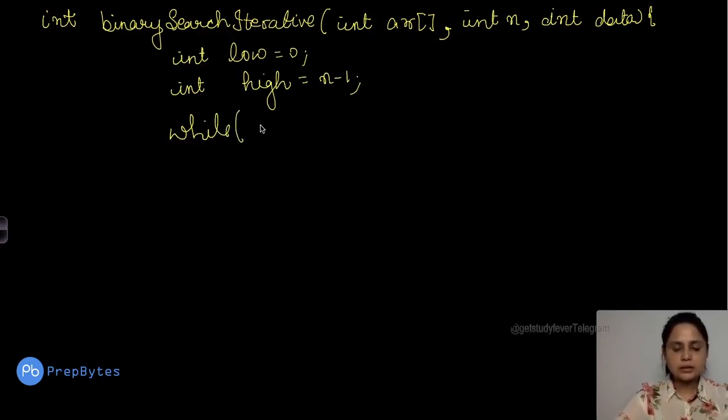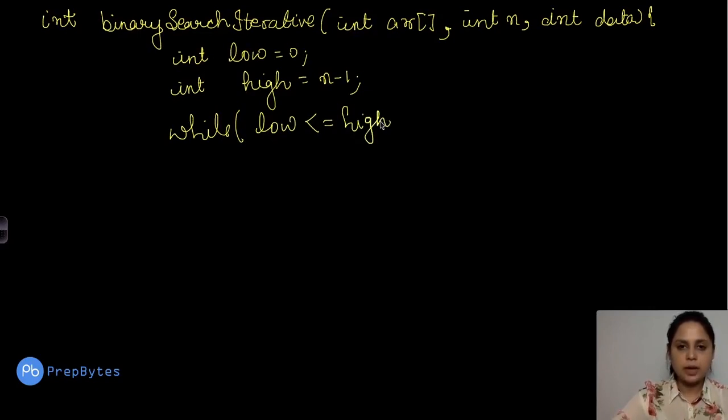So we have seen that we will keep on continuing our search till we have low less than equal to high. As soon as low becomes greater than high, that is when we will stop searching. Till we have low equal to or less than high, we will keep on continuing the search.